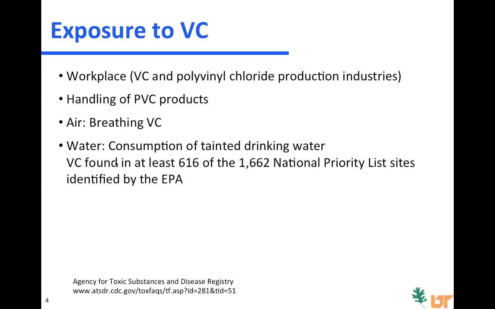So vinyl chloride was found in at least 616 Superfund sites of the 1,662 recognized at the time. I may not have the newest data set, but we are all aware that there are many, many more plumes of chlorinated ethenes, including vinyl chloride, that are not on the national priority list. So we probably have to deal with tens of thousands of sites where we find vinyl chloride in groundwater.